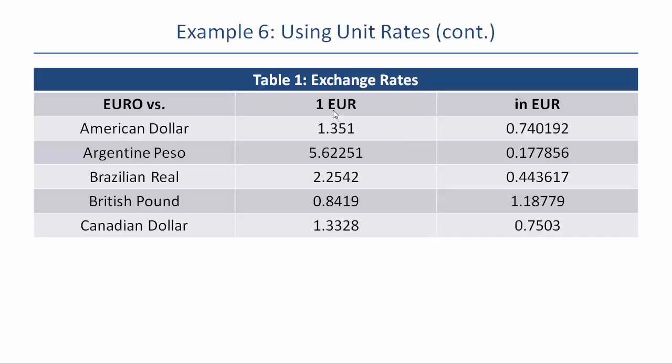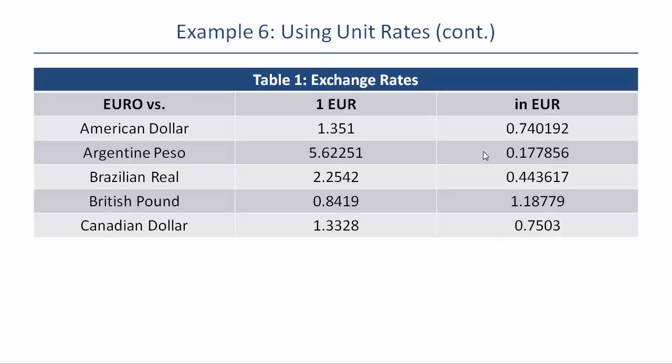This means €1 is worth $1.35 roughly. So in order to buy €1, you would have to pay $1.35 US dollars, or 5.62223, a little over 5.62 pesos, and so on and so forth, right? For the British pound, you'd only have to give them roughly 84 cents, or $1.33 in Canadian dollars, to get €1. That's how these things work.